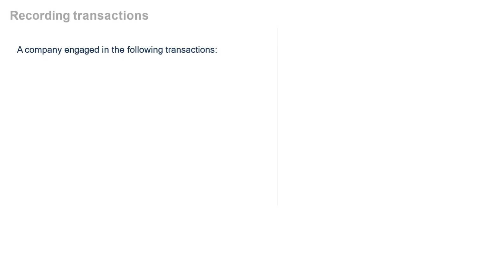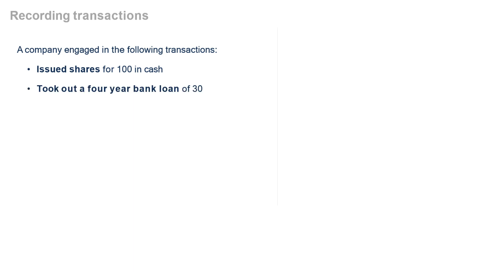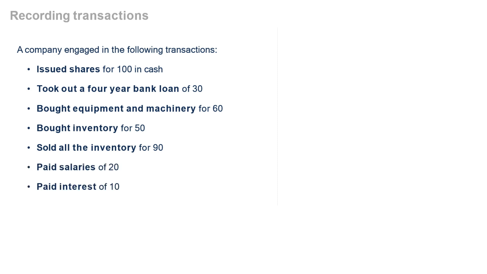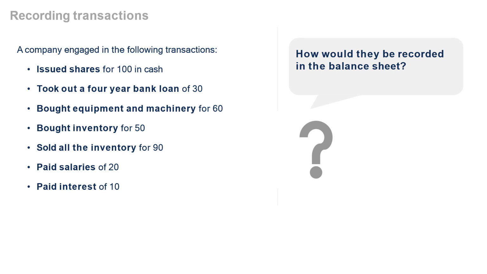A company engaged in the following transactions: issued shares for 100 in cash, took out a 4-year bank loan of 30, bought equipment and machinery for 60, bought inventory for 50, sold all the inventory for 90, paid salaries of 20, and paid interest of 10. Now the question is, how would a company record this transaction in the balance sheet using the double entry method?